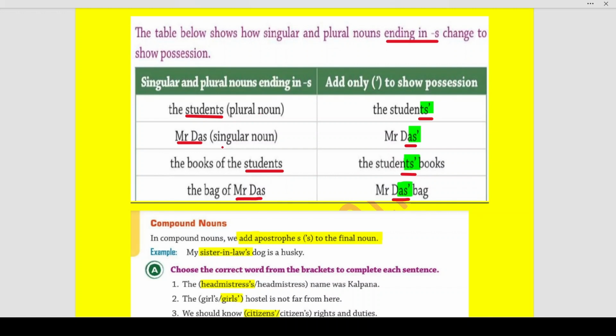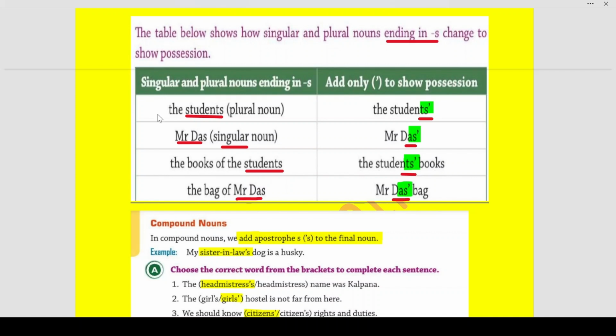Mr. Das is a singular noun, but it is ending in S. The books of the students, the plural form is ending in S. The bag of Mr. Das. Can you see that Mr. Das is also ending in an S? Okay.